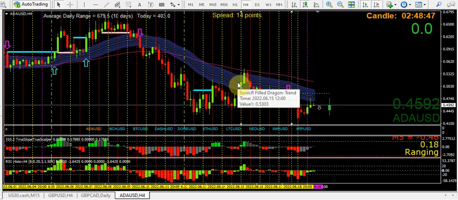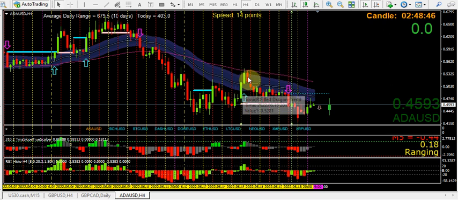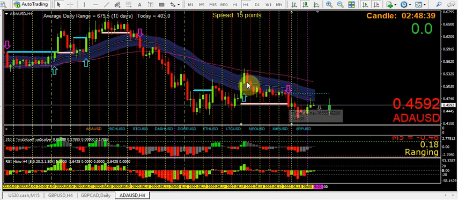We have to break the low of the penultimate candle 1. Candle 1, 2 and 3. Okay? These don't count. How do we know they don't count? Because they don't break the low of 1.